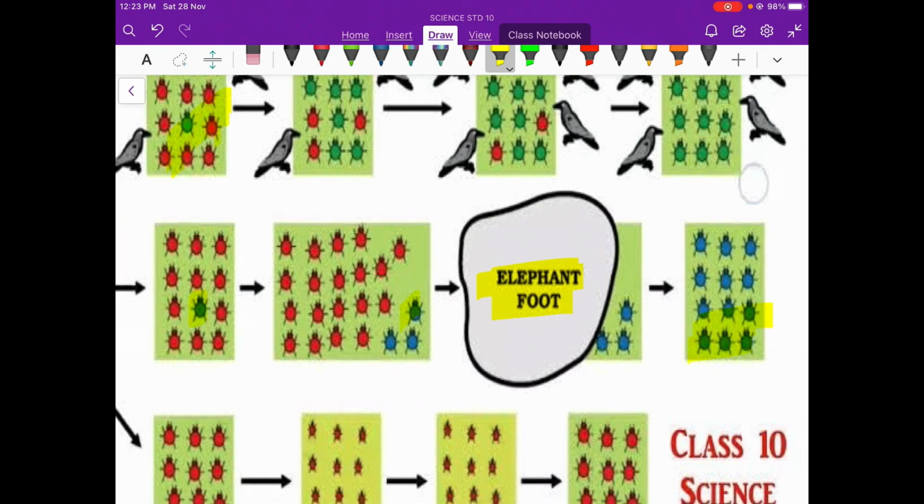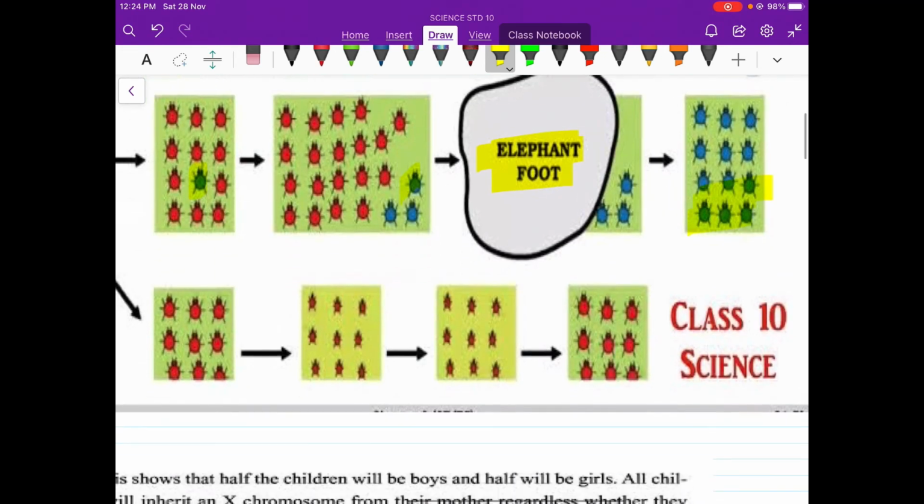Now remember, blue beetles have nothing to do with survival here, because it is not that the elephant has seen the color of the beetles and stamped on them. It is by luck. So here we see this blue color has no survival advantage at all. Both were at equal risk, but it is by chance that whatever trampling that elephant has done, it has gone onto the red ones only.